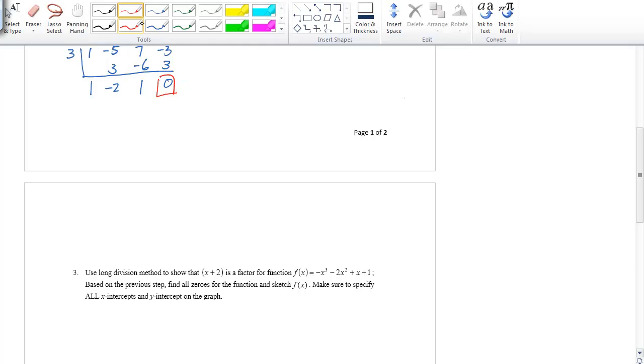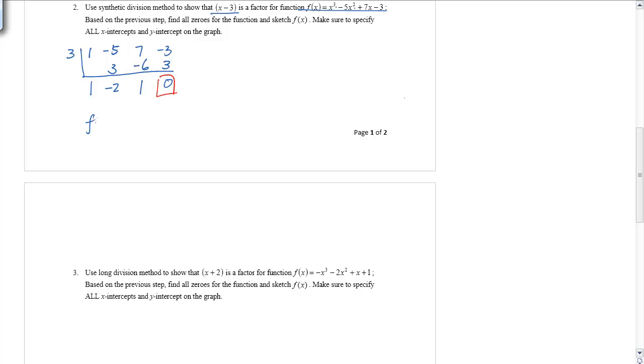And how to interpret this? This tells us that the original function equals the first linear factor x minus 3 multiplied by a quadratic factor. We read these coefficients: x squared minus 2x plus 1.